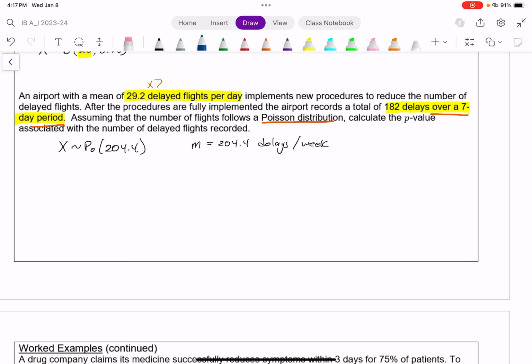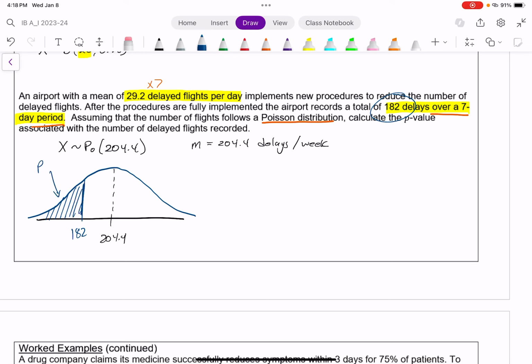And so if I was to visualize what's taking place here, a Poisson distribution looks something like this. The mean, again, is right in the middle. In this case, it would be 204.4. We have 182 delays, which is, let's say, over here, 182 delays. So the question is, what probability is this? Or really, what is the area here? And that is our p-value. The p-value is really this total area that leads us up to that.